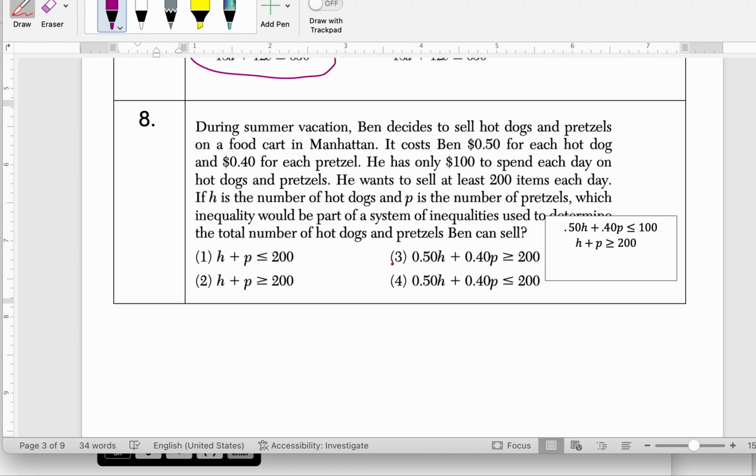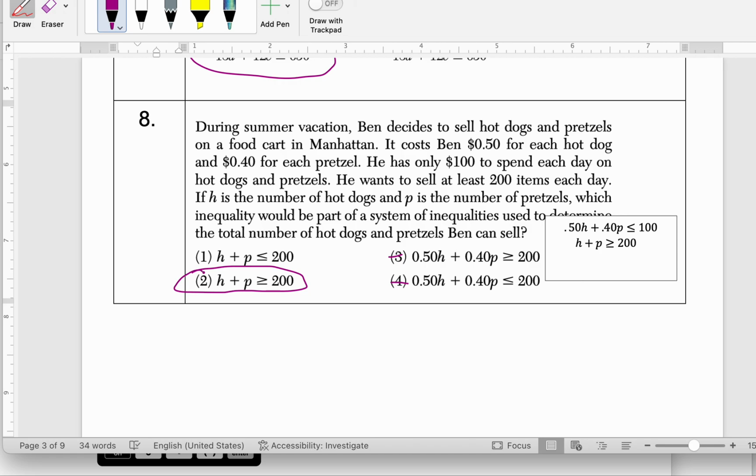We know that it can't be 3 or 4, because when we're talking about the money, we're not talking about 200. We're talking about 100. So we have to take a look at these. And H plus P is greater than or equal to 200. So it has to be number 2.